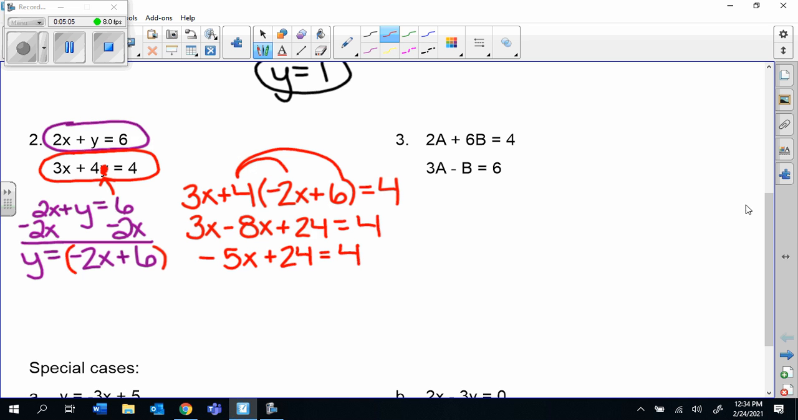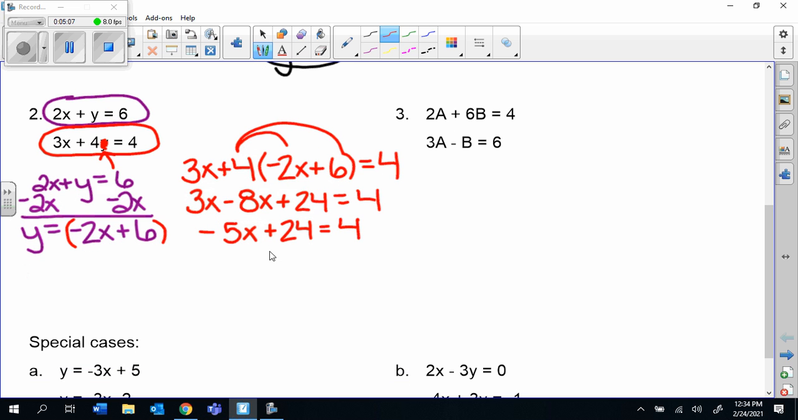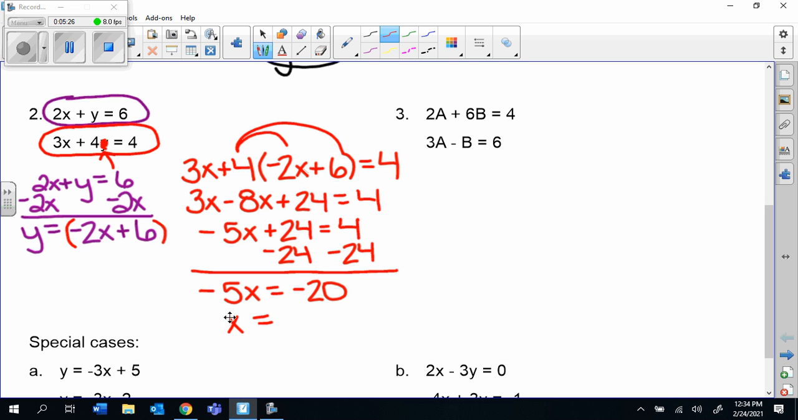If you are good at this skill, feel free to start skipping some steps. I would do some of these kind of in my head, but I don't want to confuse anybody. And so then this is negative 24, take away 24, and then divide by minus 5, divide by minus 5. I'm running out of space here, so I will do that part just verbally. Two negatives are going to make a positive, so x is positive 4.